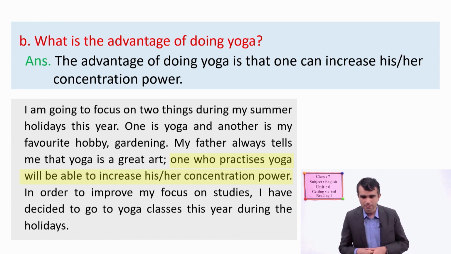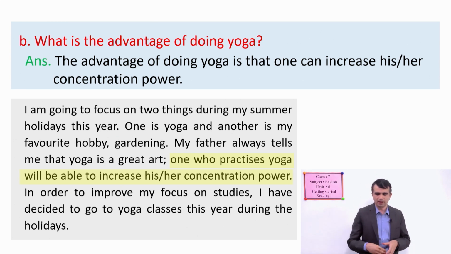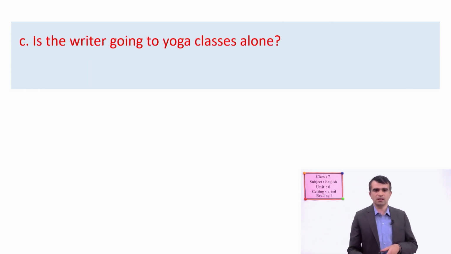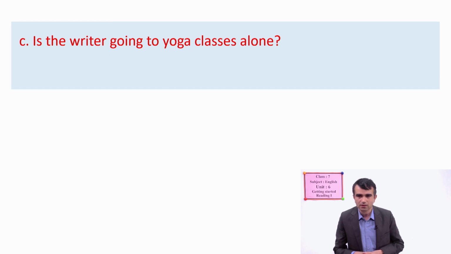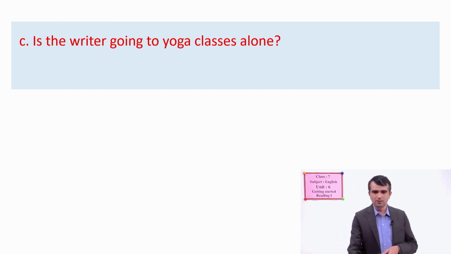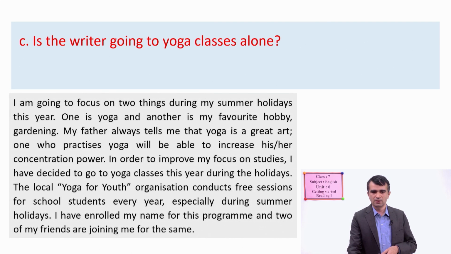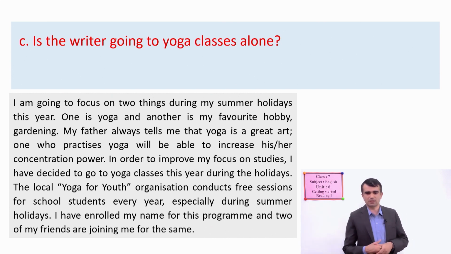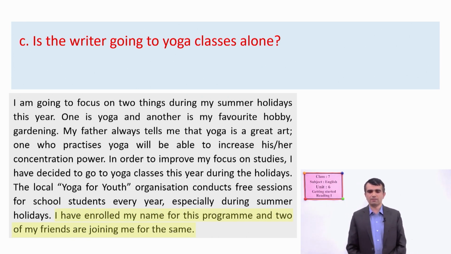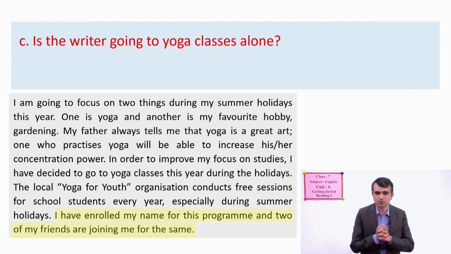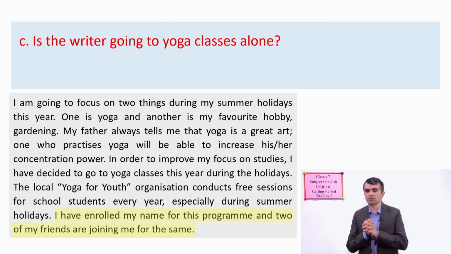Is it so? Good. Well, next one, number C: is the writer going to yoga classes alone? Is she going alone? What does she say? Okay, now what does the writer say? Now here somewhere you can find. Where is it? What the writer says is, I have enrolled my name for this program and 2 of my friends are also joining me for the same.